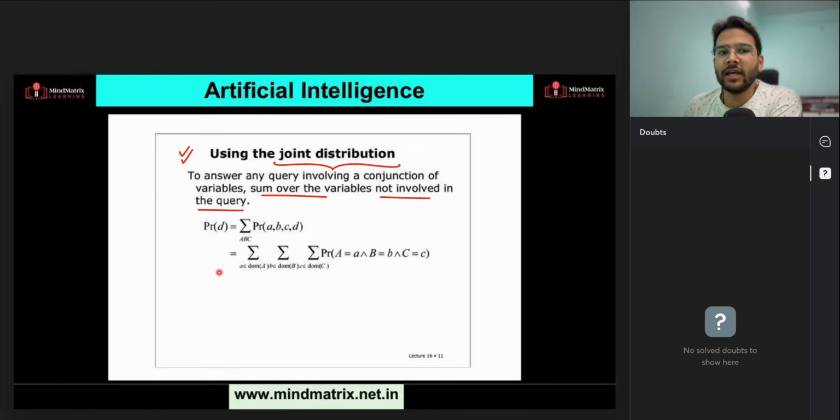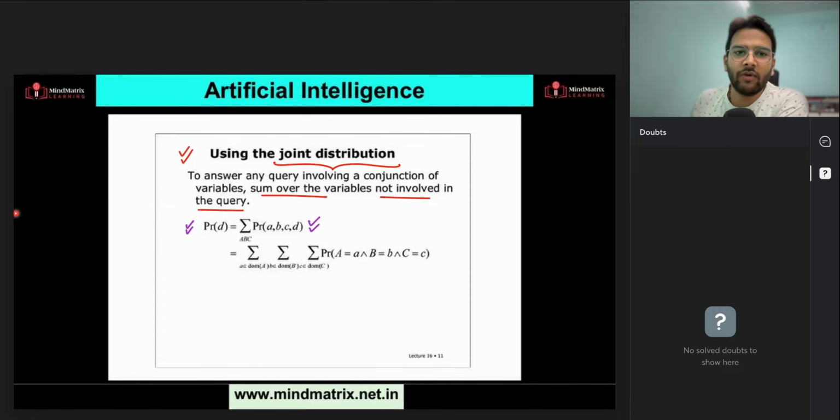So if we are using the joint distribution, let's say we are finding the probability of D. If I have four variables A, B, C, D, I can write it like this. So what we are doing is the sum over the remaining variables, that is A, B, and C. Okay. You will understand it in some time when I take an example of that.